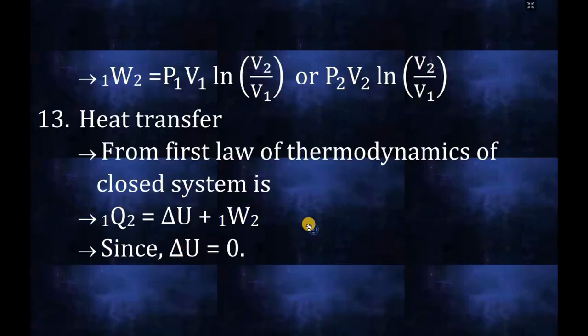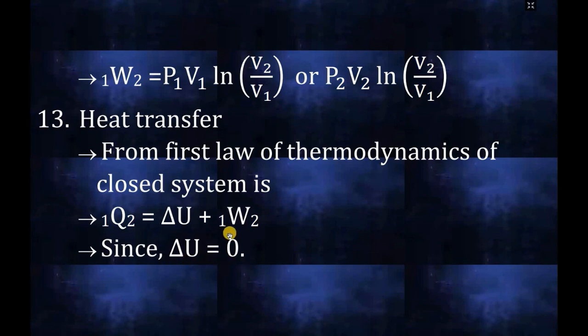Now we will find the total heat transfer during a constant temperature process. For finding the total heat transfer, we will apply the first law of thermodynamics for a closed system, and the formula is 1Q2 is equal to delta U plus 1W2, where 1Q2 is total heat transfer, delta U is total change in internal energy, and 1W2 is total work done. In this formula, delta U is 0 because the temperature of the gas remains constant throughout the process. Therefore, the internal energy of the gas will not change. It remains constant. Therefore, delta U will be 0.